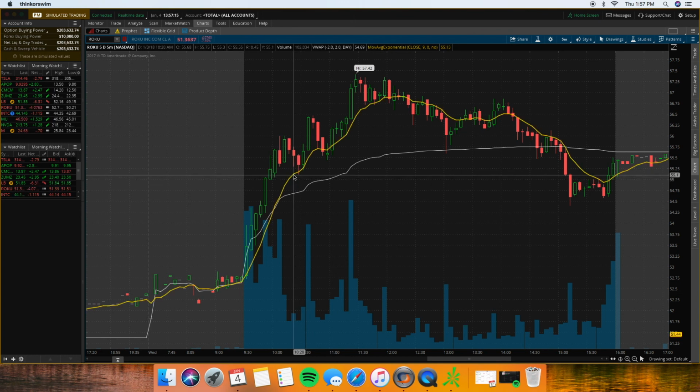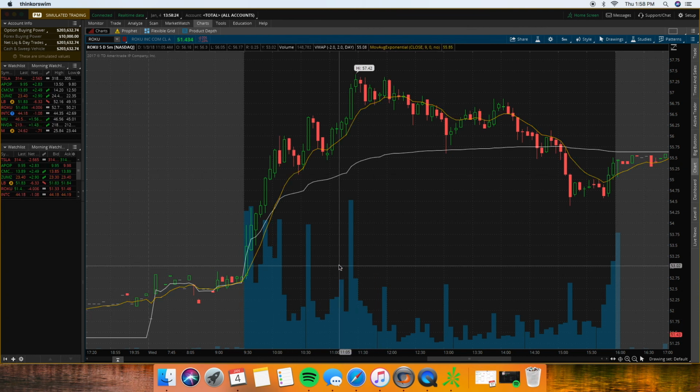Now this yellow line here is the 9 moving average. The 9 moving average is the most popular intraday moving average. It's a 9 exponential moving average, so it's a little bit quicker to snap, since an exponential moving average puts more weight on the end candles and their volume. So if the last couple of candles have a lot of volume behind them, the 9 moving average will whip around a little bit faster.